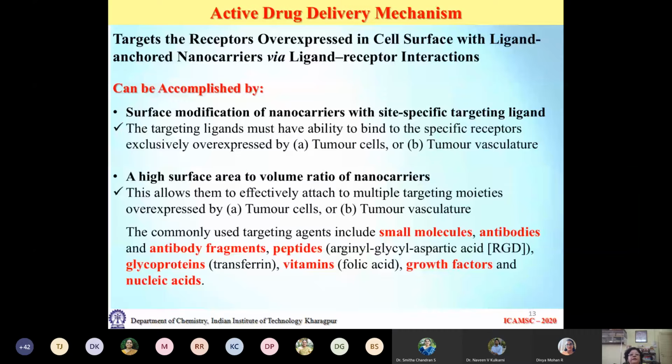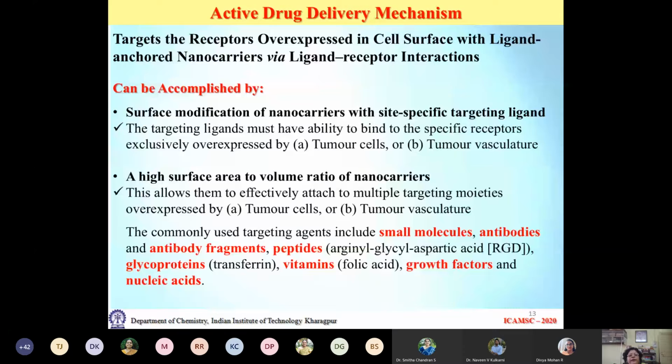So the target ligand must have the ability to bind to a specific receptor. That means it's going to be very specific, and that receptor should be overexpressed in the tumor cells or the tumor vasculature, and it should have a high surface to volume ratio. What happens if you're talking about a nano system? You have a high surface to volume ratio. If you have high surface to volume ratio, what you are effectively doing is accessing multiple targeting moieties. So if you are able to access multiple targeting moieties, your effectiveness is obviously increased.